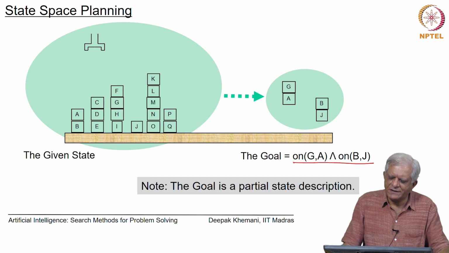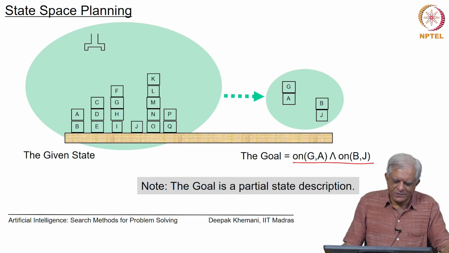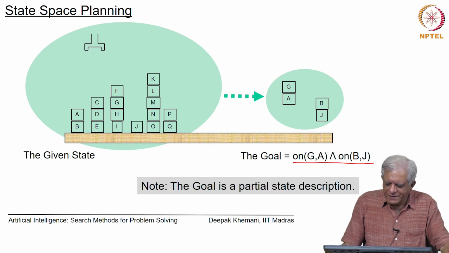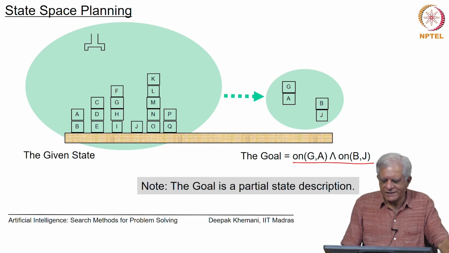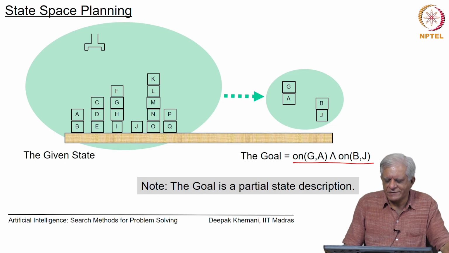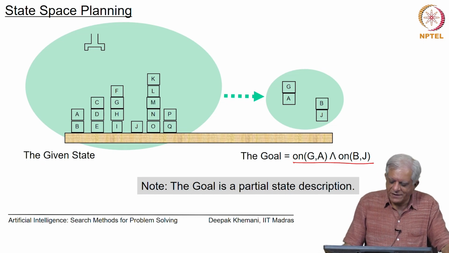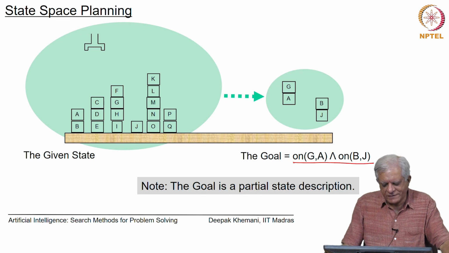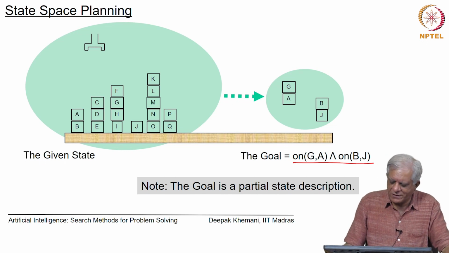That was true in the earlier state space search also. We said that we will describe the goal in some way. If you describe only part of a state, then it is equivalent to describing a set of states, because the other objects could be satisfying other predicates, and all of them would be part of the goal. All of them would be fit to call a goal state.